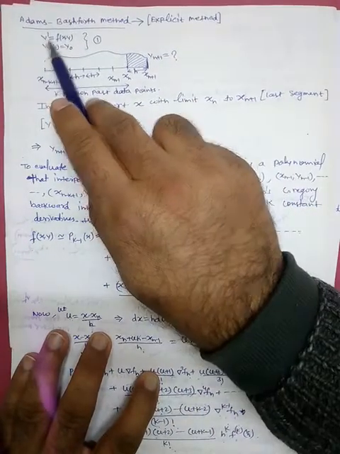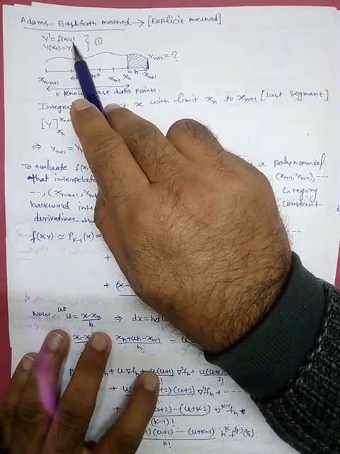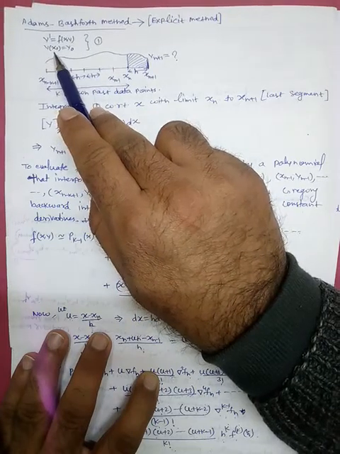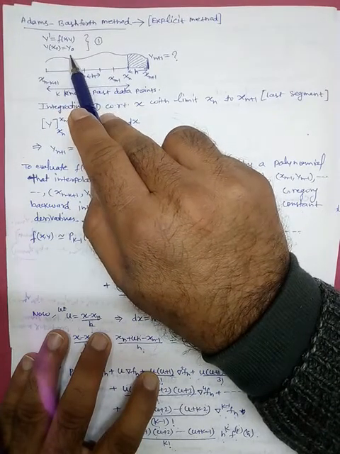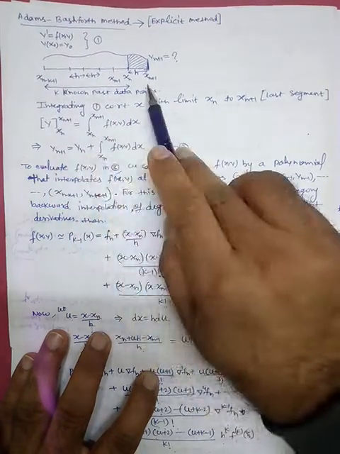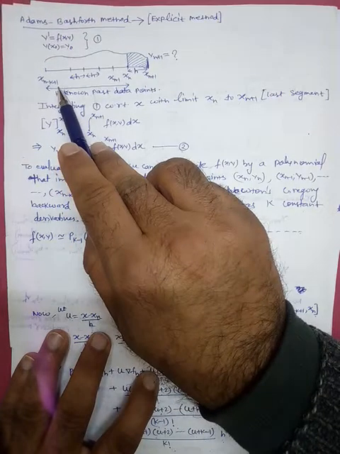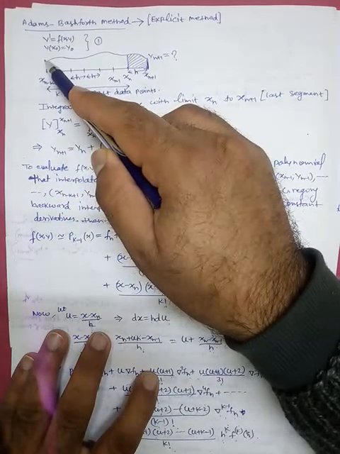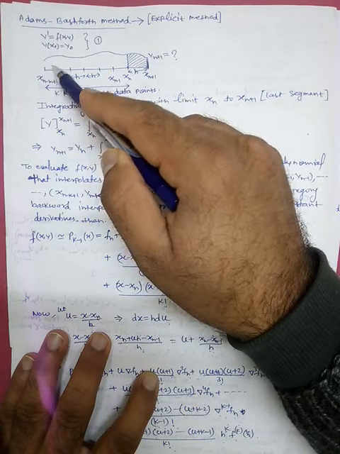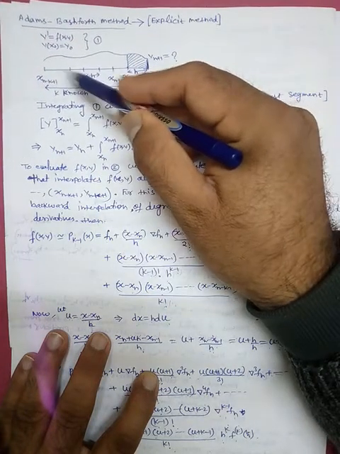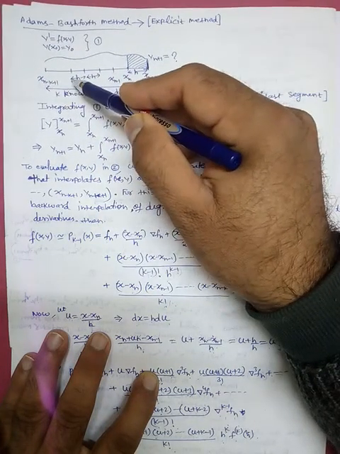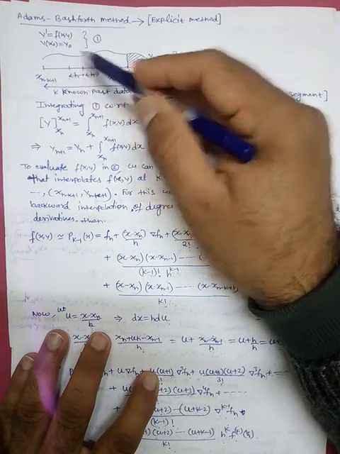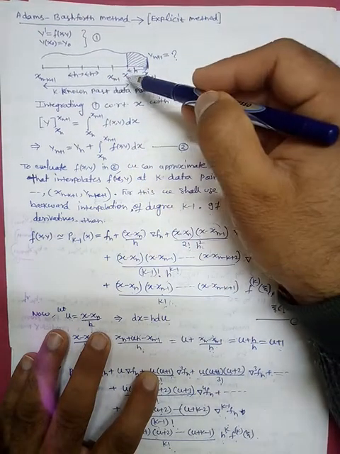So here the problem is y dash is equal to f of x y, and the initial condition is y at x naught is equal to y naught. So this is the data point xn minus k plus 1. We will be aware of the value at this point, that means yn minus k plus 1. Similarly, this point will be xn minus k plus 2, the next point, and similarly and so on up to xn.